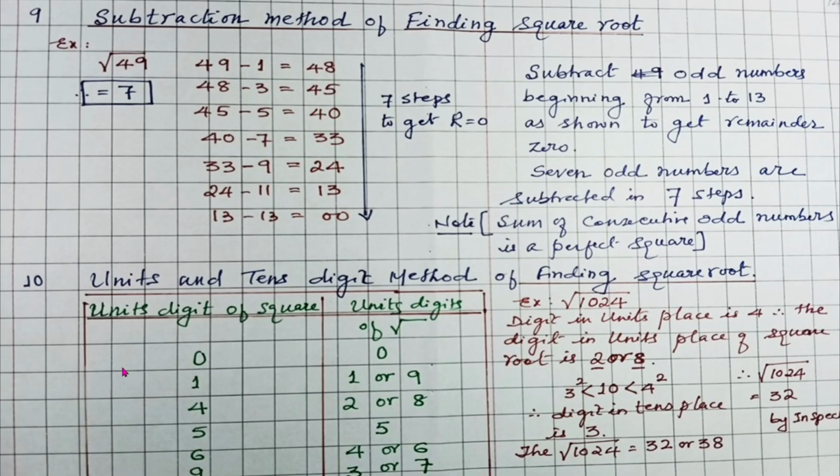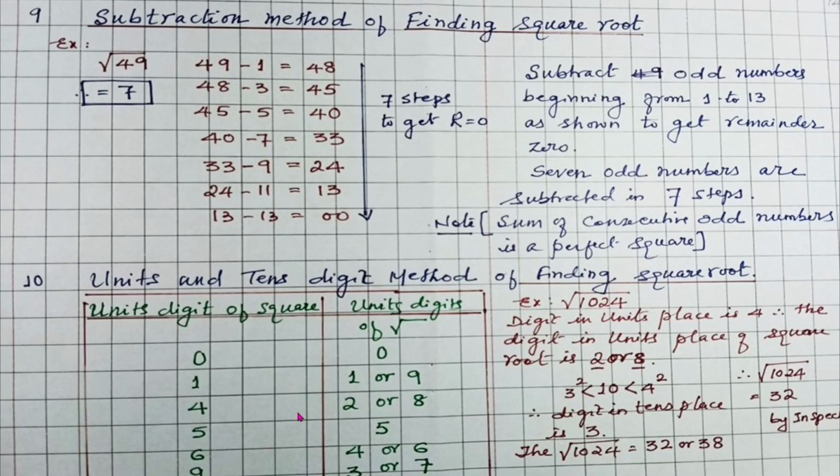In reverse, if the digit in the units place is 1, the square root will have the digit 1 or 9. If the digit in the units place of a square number is 4, then the square root will have the digits 2 or 8, and 5 will have 5 itself. If the digit in the units place of a square number is 6, then the square root will have 4 or 6, and if the digit in the units place of a square number is 9, then the digit in the units place of the square root will be 3 or 7.